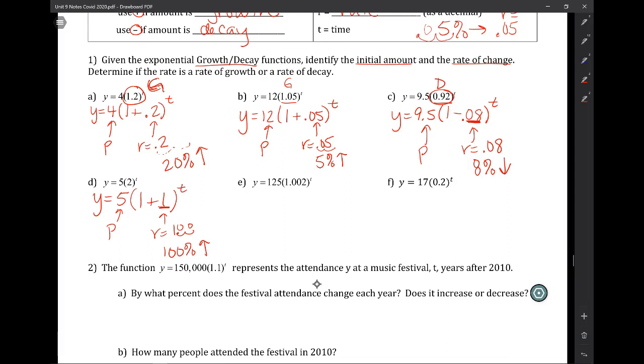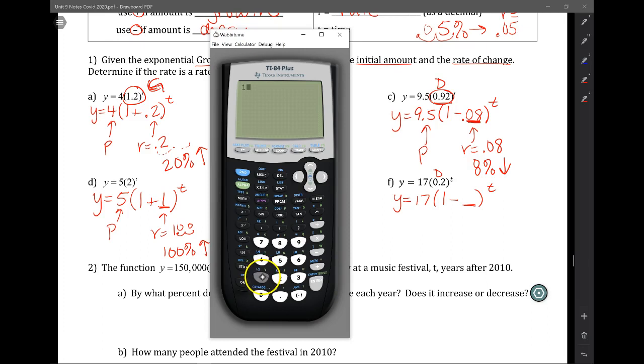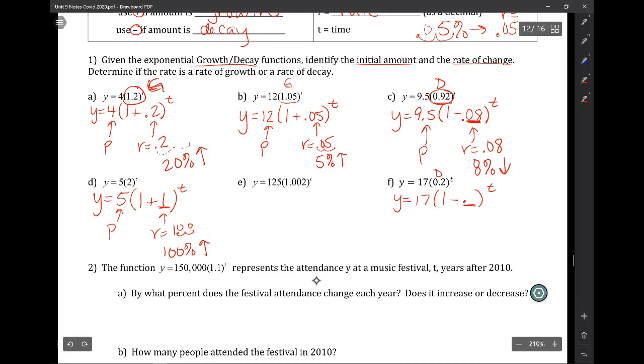All right, I'm going to skip E. I'm going to go to F. So yet again, we have a decay. So 1 minus what equals 0.2. So I go to my calculator, clear it out. 1 minus 0.2, enter. We are subtracting 0.8. Here's my starting amount. My rate is 0.8. What is that as a percent then? Swing, swing. So it's going to be an 80% decay. Hopefully that makes sense.